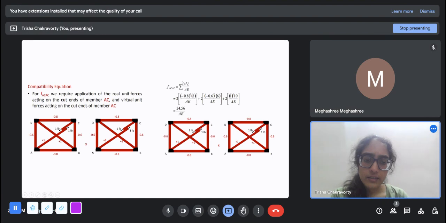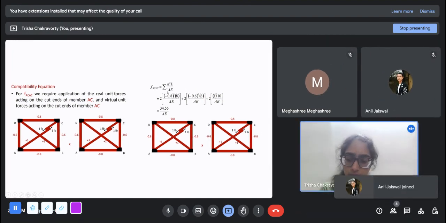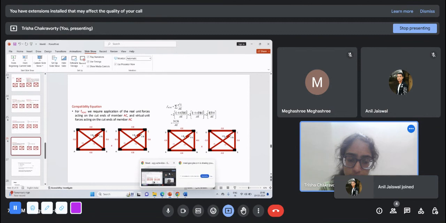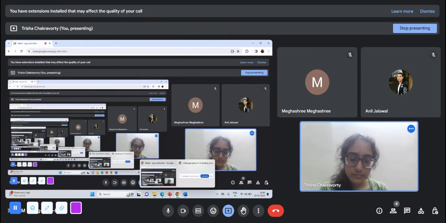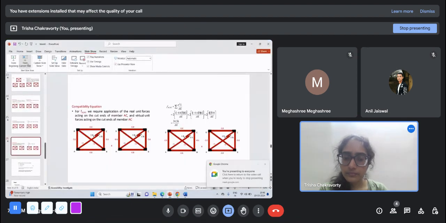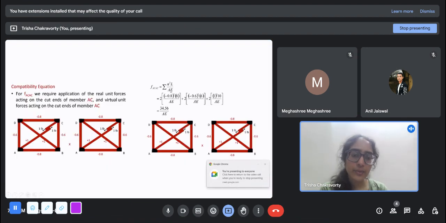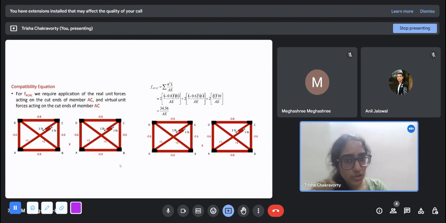We are writing n square here because everything here is in terms of one force, I mean, the applied load is unit. And from here we will get this value. This is similar. I'm not going into these details because it has been covered in week 3, I think, when we solved the joint displacement of determinate trusses.